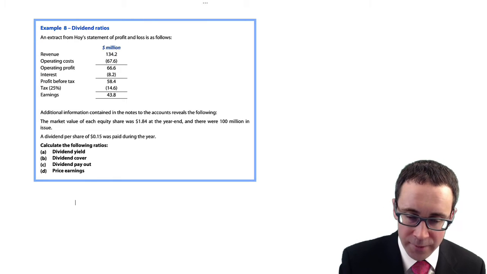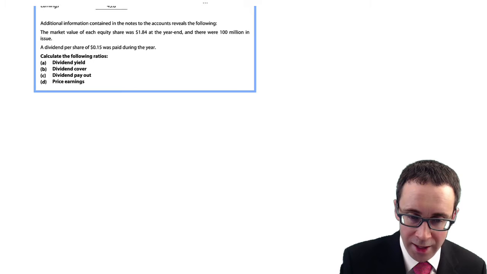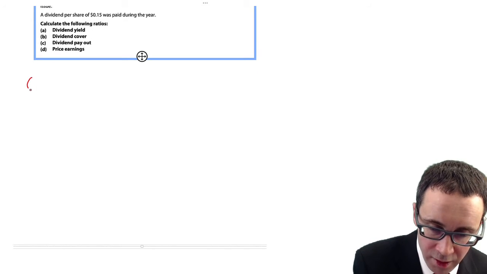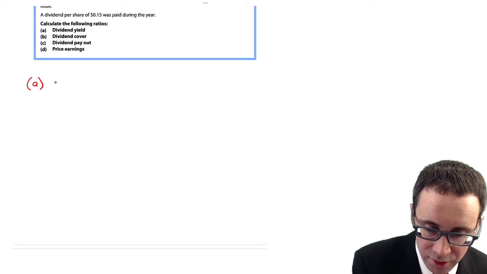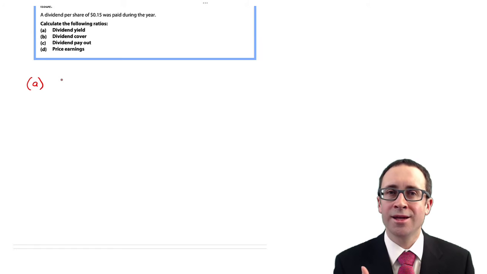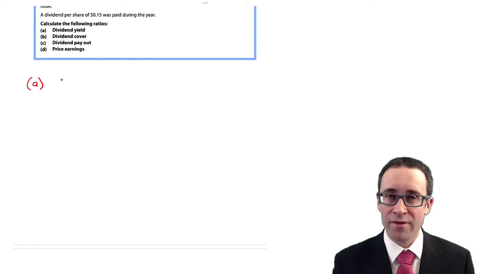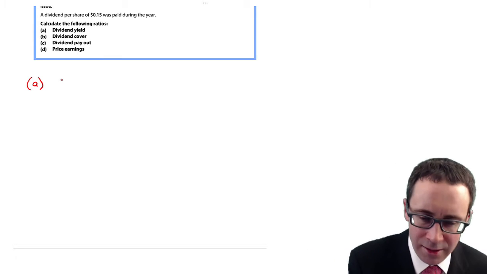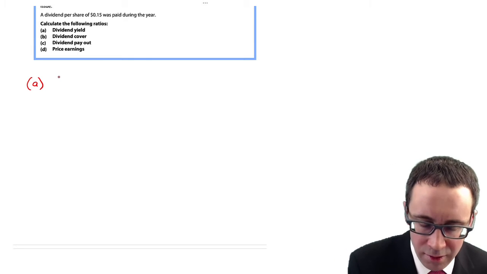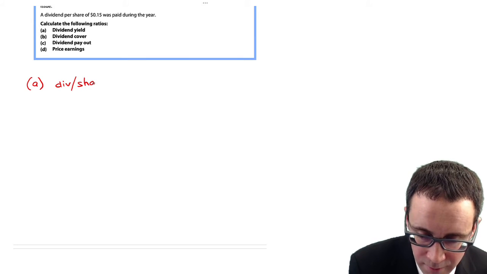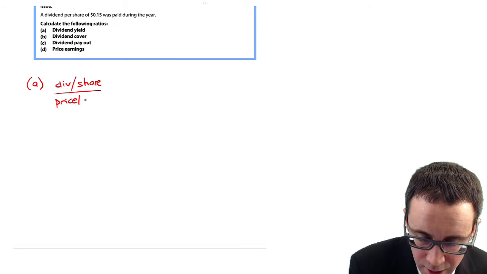What we've got there, first of all, it wants us to look at our dividend yield. Your dividend yield looks at the percentage return that you are getting based on your dividends. So what percentage return are your dividends getting based upon the price of the investment you've made? That's your dividend per share divided by your price per share.